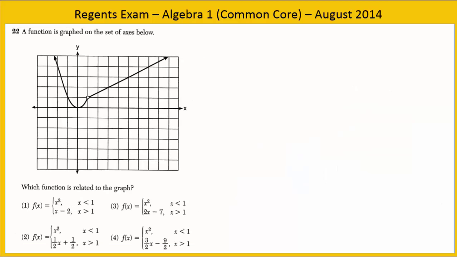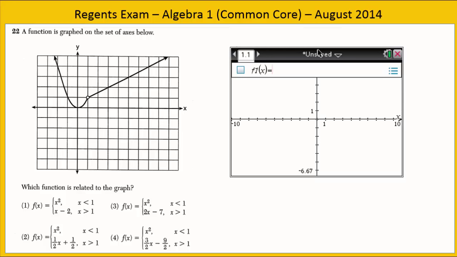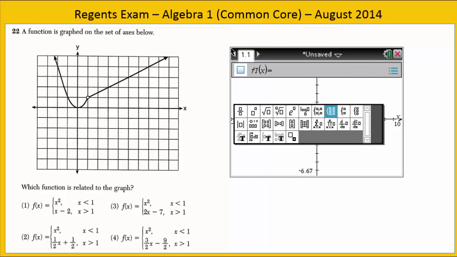In problem 22, we're given the graph of a piecewise function, and we're asked to determine which function represents the graph. We can do this a couple of different ways. The first way is to use our graphing calculator. Start a new document and create a graph. Insert a piecewise function by pushing the button that's between the 9 and the book. Select the piecewise function option.